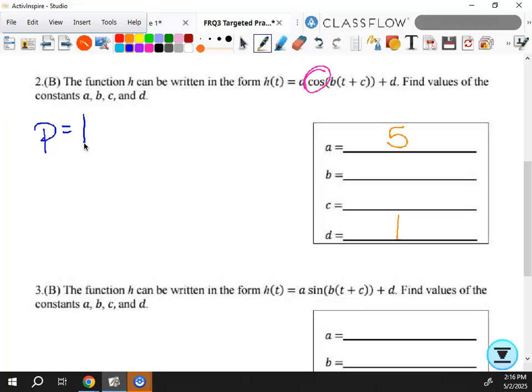All right, do you agree with my A and D? Yes? We're all cool on that one, right? That's 1 point right there. It's a good, easy point we can get.